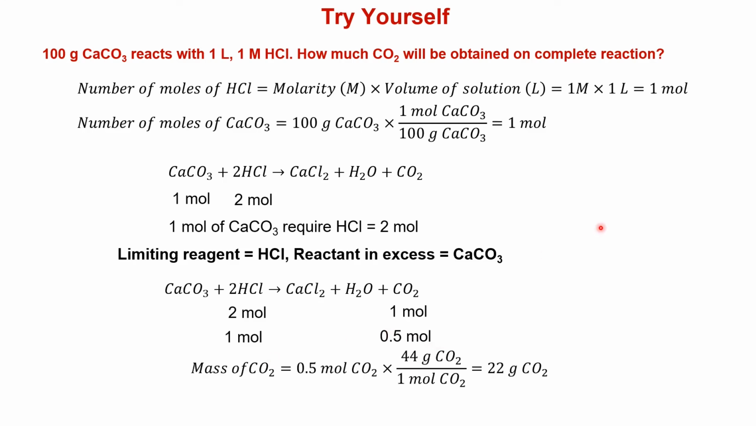CO2. Now we will convert this mole into the mass. So the mass of CO2 would be 0.5 mole CO2 multiplied by 44 gram CO2, which is the molar mass of CO2, divided by 1 mole CO2. So this will give the answer as 22 gram CO2.